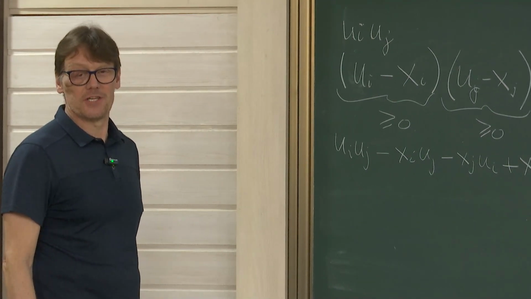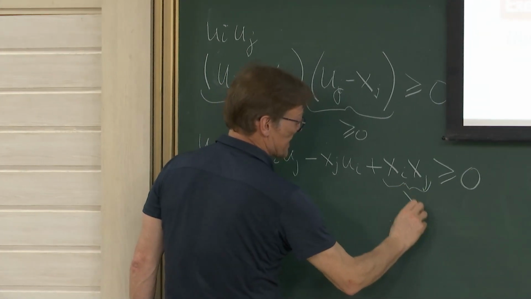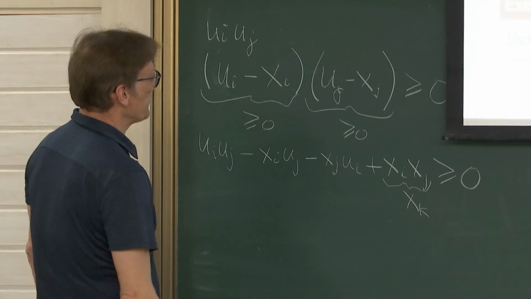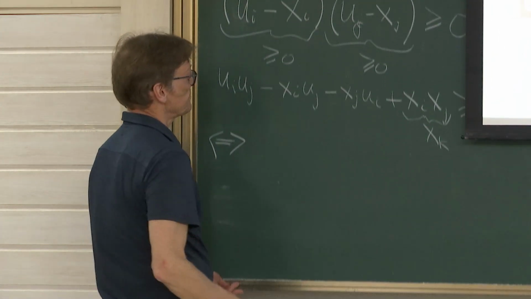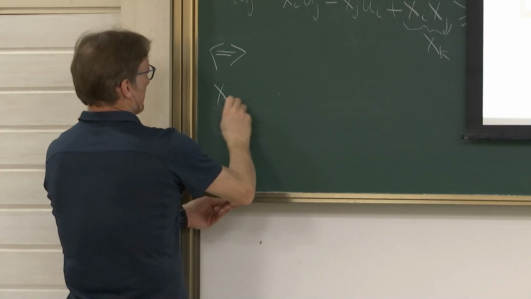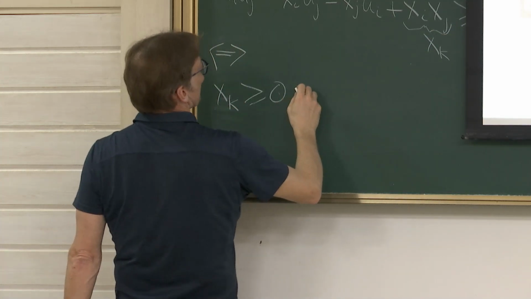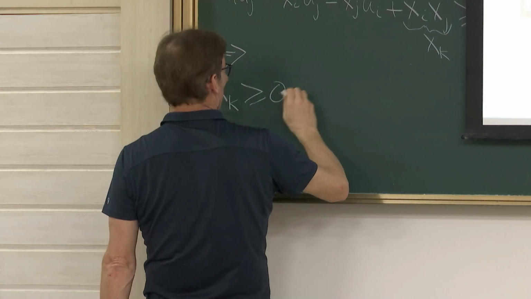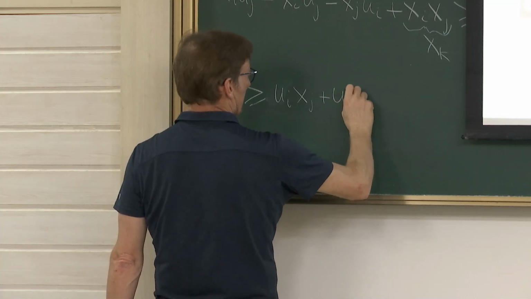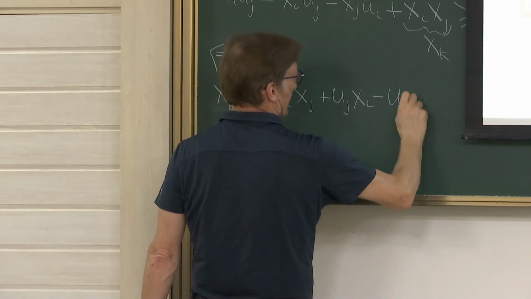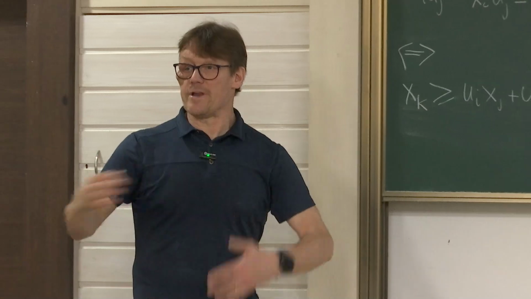And then what did you do next? You realized that this is xk, and then you rearrange everything. So that's then equivalent to xk greater or equal to, and now I want to write it the right way, so I write ui xj plus uj xi minus ui uj. Okay, that's one. And you now rinse, wash, and repeat.